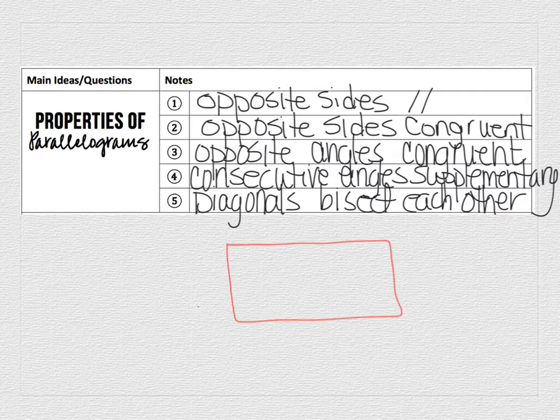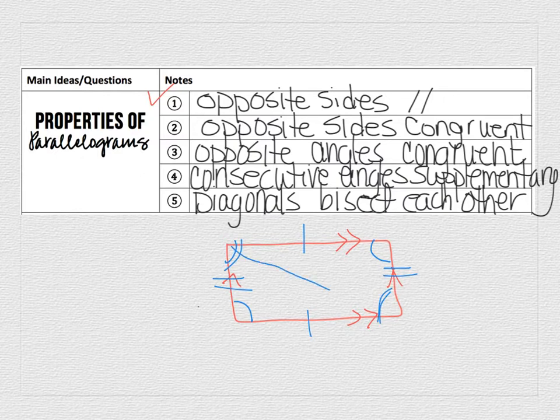So let's see what that looks like. Number 1, opposite sides are parallel, so let me put my little parallel notation here. Opposite sides are congruent, so I'm going to put my little tick marks. Opposite angles are congruent, so let me put my little arc. Consecutive angles are supplementary, 2 arcs. And then the diagonals, this is a diagonal. They actually bisect each other.